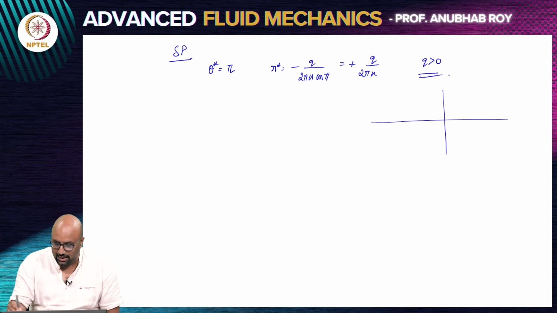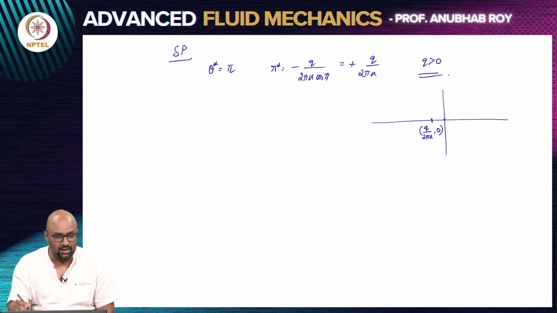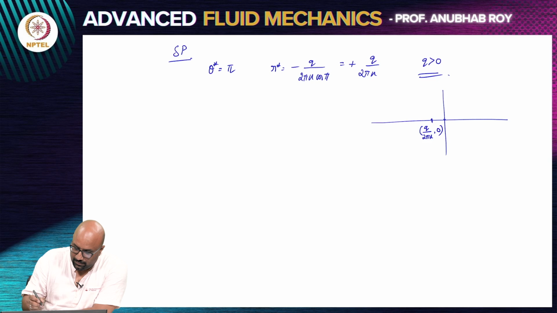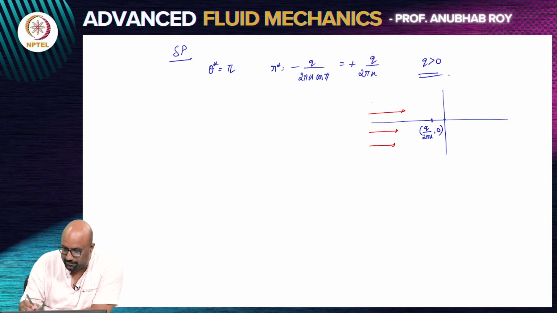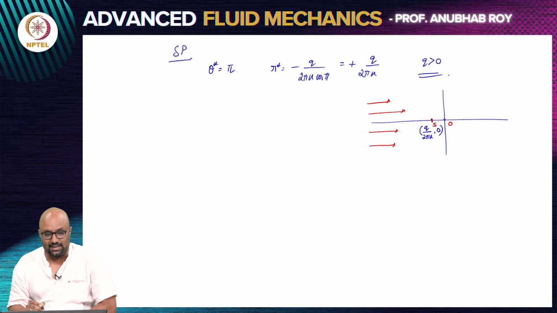So now, if this is where you had your source, the stagnation point is at theta equals pi, r star equals q by 2 pi u, which in terms of x is q by 2 pi u comma 0. That is my stagnation point. The velocity will go to 0 here. So I will have streamlines which come from infinity and go to 0 at the stagnation point, which I will mark as S.